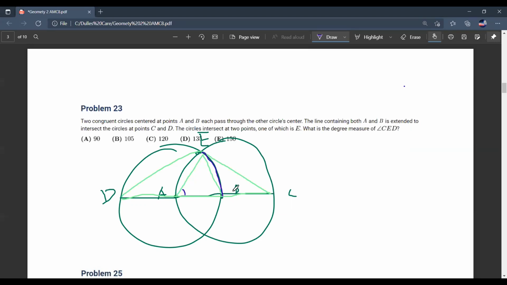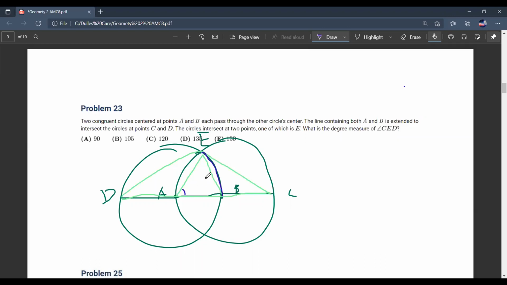Well, we actually know that angle EAB is 60 degrees. Why is this? Because A is the center of circle A, so AB is equal to AE, because AB is the radius and AE is also the radius. So AE equals AB. Similarly, AB is equal to EB, since EB is the radius of circle B. So then we get AE is equal to AB is equal to EB. So this is in fact an equilateral triangle.